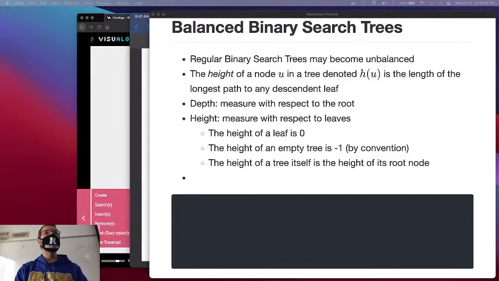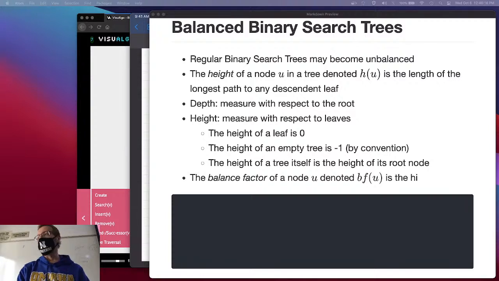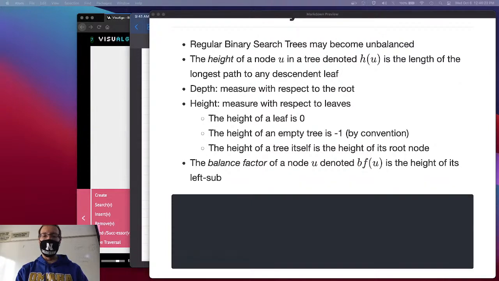The height allows us to define a balance, right? So the balance factor of a node U, denoted as BF of U, short for balance factor, is the height of its left subtree minus the height of its right subtree.